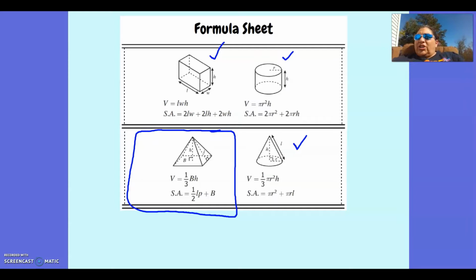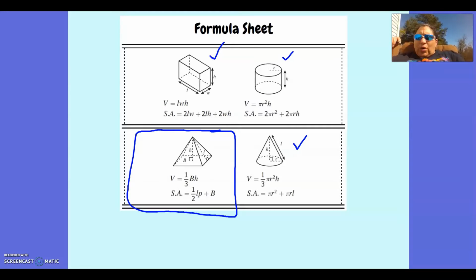In geometry, you're going to have all kinds of pyramids with weird shapes. But in 8th grade, we're pretty fortunate. We only have the one to worry about. With the formulas, though, there's some extra letters that you've not seen before, maybe just briefly.